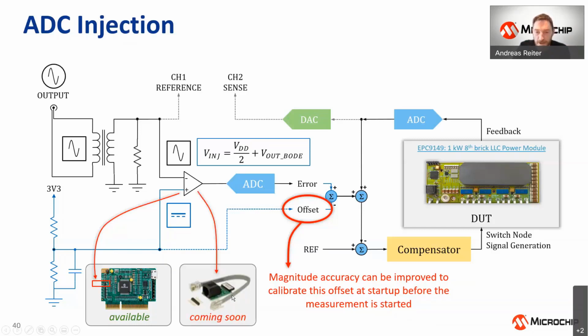We are currently working on a test adapter where this op-amp circuit and the VDD half injection is already built in. So this offset management is already part of that tiny adapter, so that you can then directly access your programming interface like here with all the circuit you need, and you can directly connect the probes to this adapter.